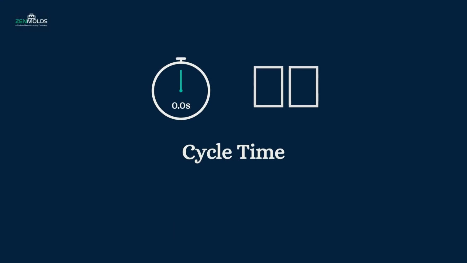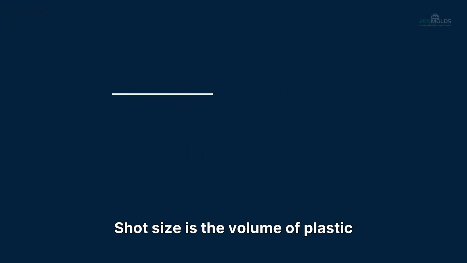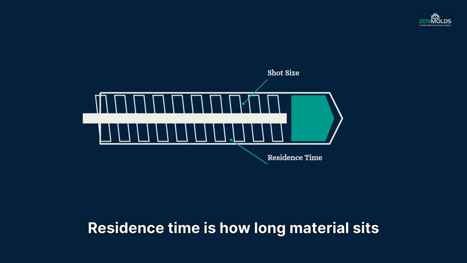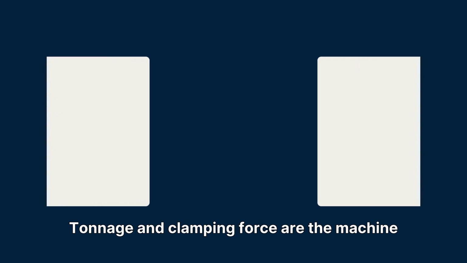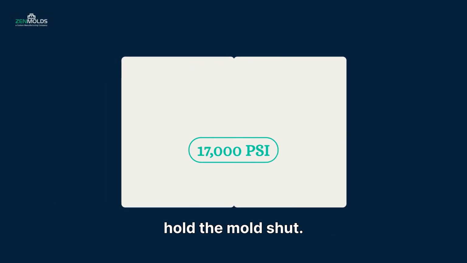Then the economics. Cycle time is how long one shot takes from close to eject. Shot size is the volume of plastic injected per cycle. Residence time is how long material sits in the barrel. Tonnage and clamping force are the machine specs, how hard the press can hold the mold shut.